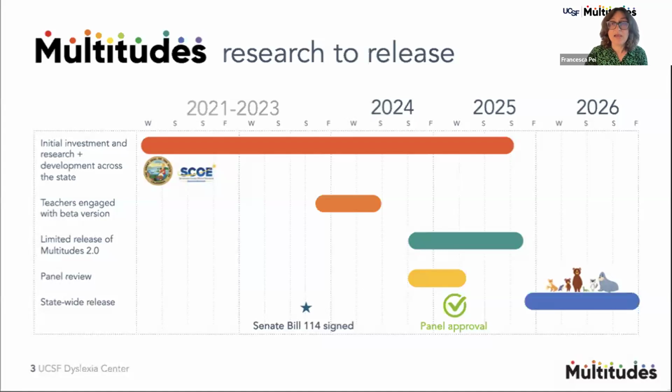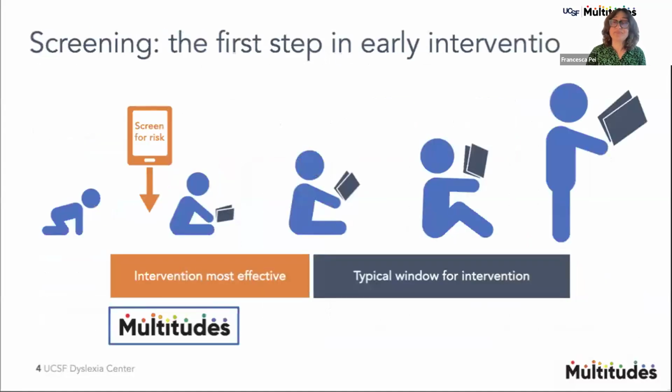Multitudes, like all the other screeners that were approved together by the state, is a screening instrument. They are not diagnostic tools, but rather they identify a subset of the population who may need additional support in developing reading skills. If anybody is wondering why we're all doing this, the goal is to support children in their area of need as early as possible. Early screening means early identification of possible needs, and that means early intervention. So screening is important.